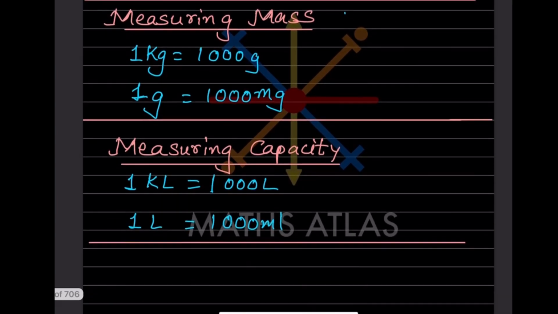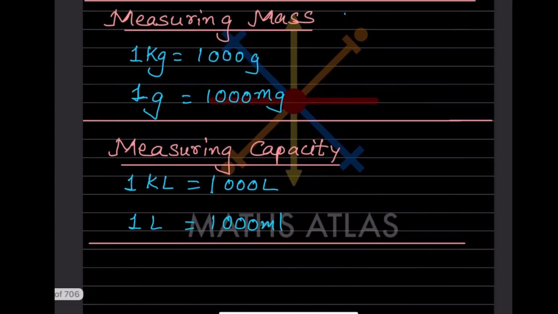So now let us see the capacity. Capacity means any liquid you measure in liters or milliliters, right? Now 1 kiloliter is 1,000 liters. Then 1 liter is 1,000 milliliters.